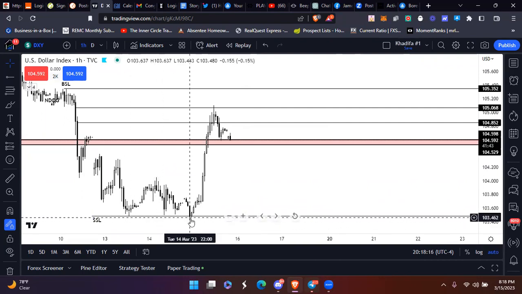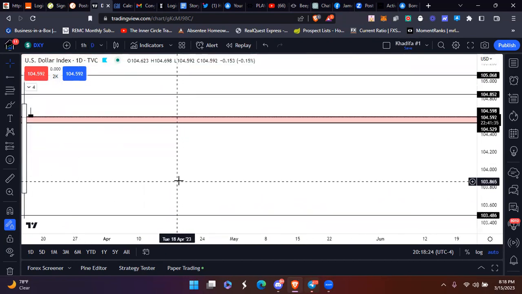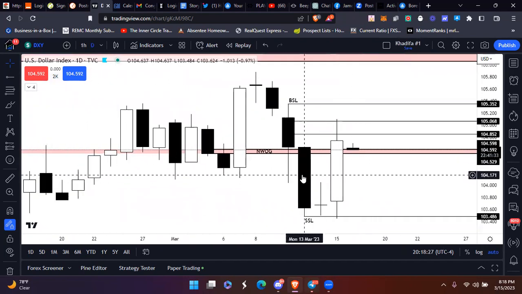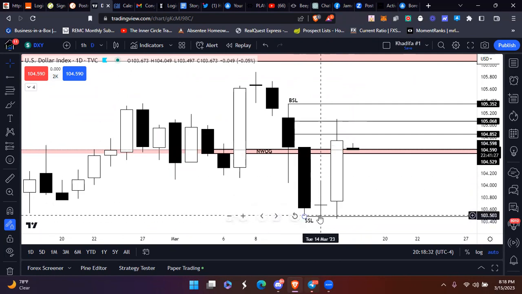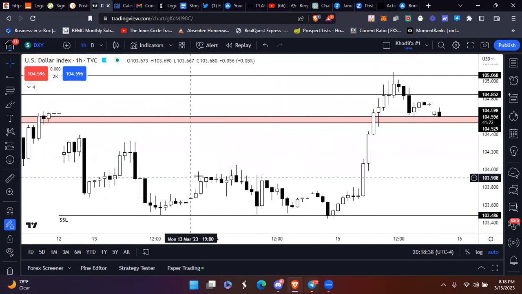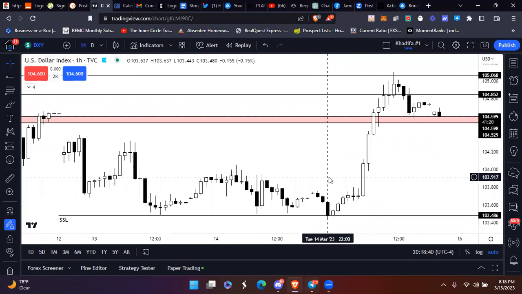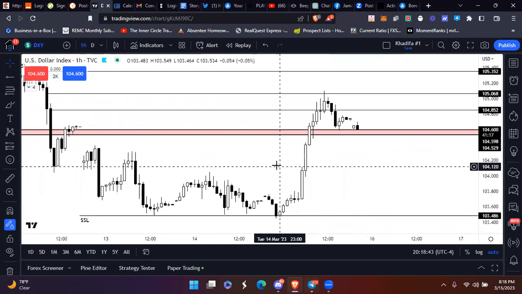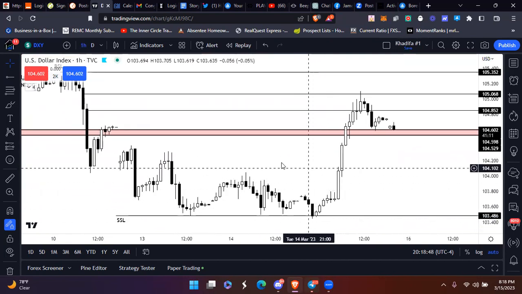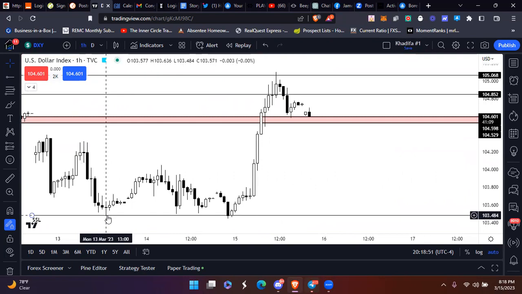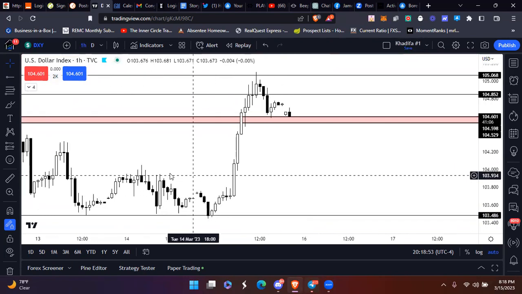But yeah, we see that sell side liquidity ran right here yesterday from Monday. If you look right here, go back. So here's Monday's sell side liquidity on Monday's daily candle, right? And then we go down to the hour time frame, and we see that sell side liquidity ran right here. It was set right here, and it was ran right here.